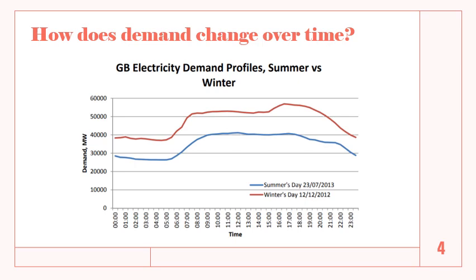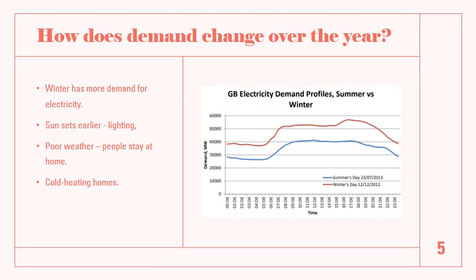This graph shows the energy demand throughout the course of a day. The red line represents demand during the winter months, and the blue line represents the demand in the summer months. The graph shows that the red line is clearly higher. This indicates that there is more demand for electricity during the winter months.